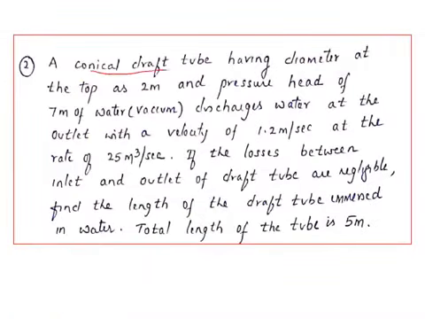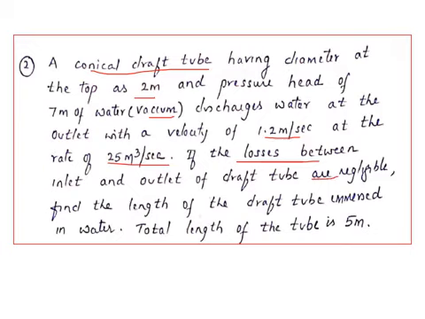Taking another problem, a conical draft tube having diameter at the top as 2 meters. The diameter of the inlet is given and pressure head at the inlet is also given, which is 7 meters of water vacuum. Vacuum means minus 7 meters of water, negative. It discharges at the outlet with V2 given as 1.2 meter per second, and the discharge is also given, which is 25 meter cube per second. Losses have been neglected, so HL can be taken as 0.